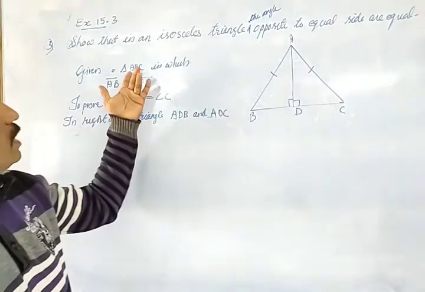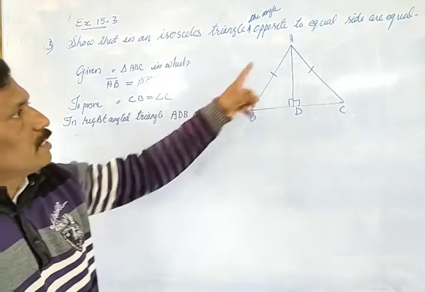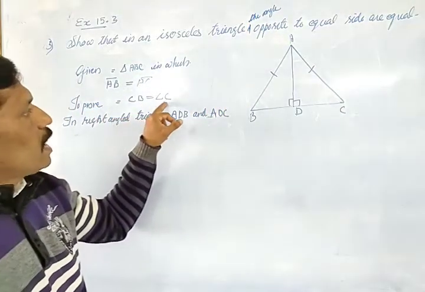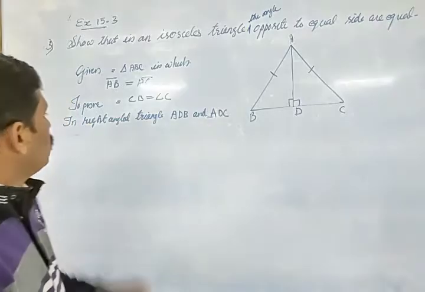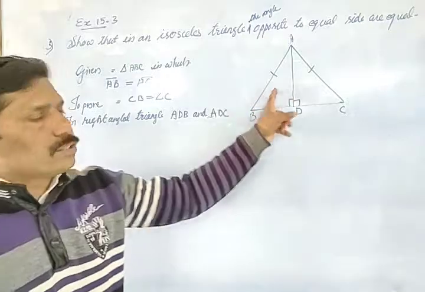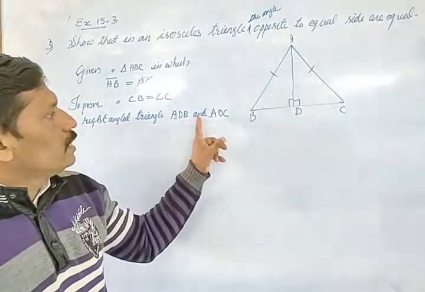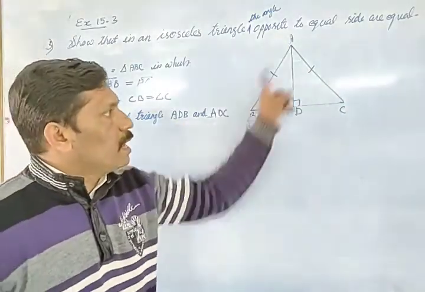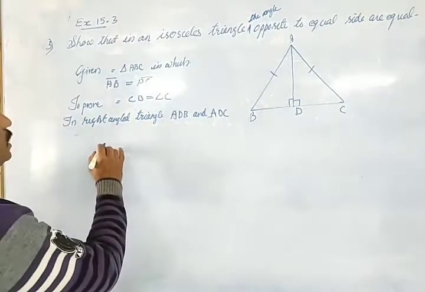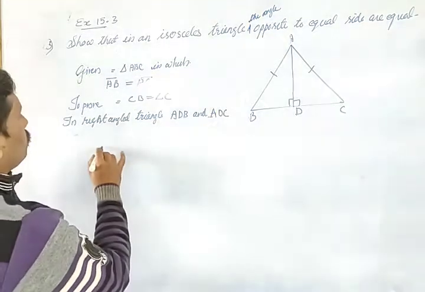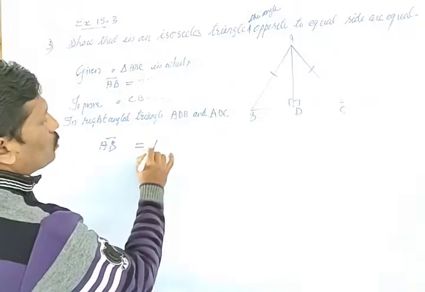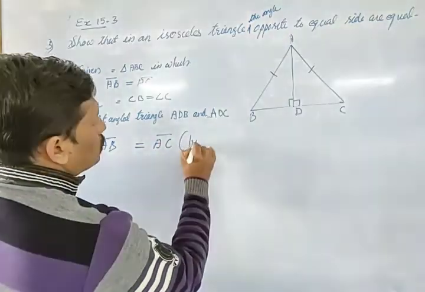So given that in triangle ABC, AB is equal to AC, already given AB is equal to AC, and we have to prove angle B and angle C are equal. So in the right angle triangles ADB and ADC, when we draw this perpendicular, which changes to right angle triangles, both triangle ADB and ADC. In both triangles, we can see that side AB is equal to side AC, that is hypotenuse.